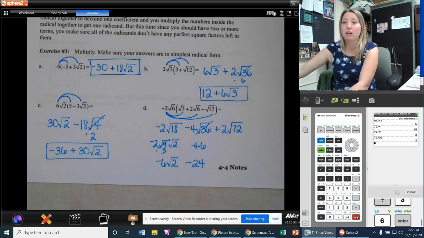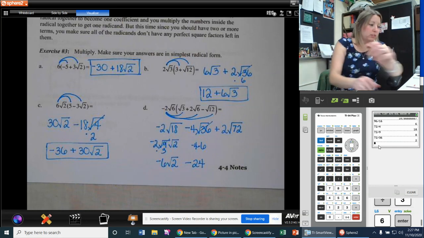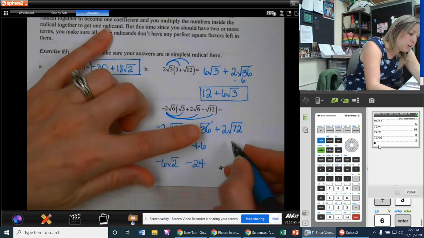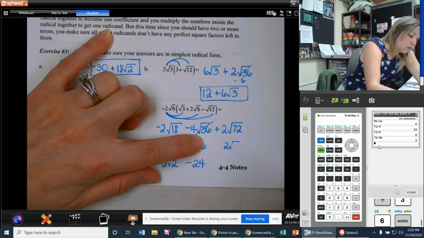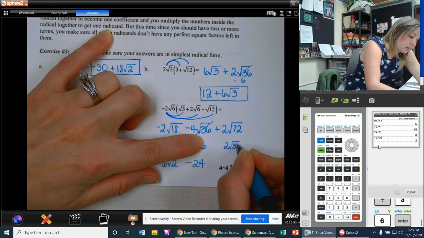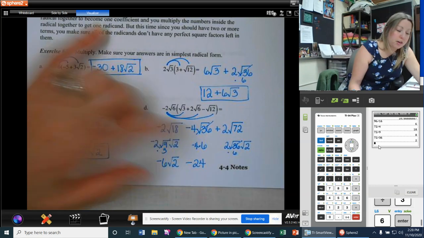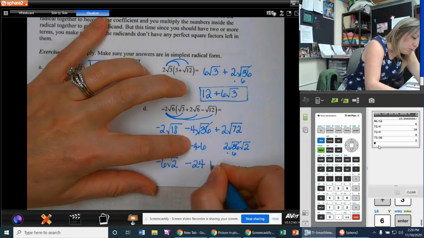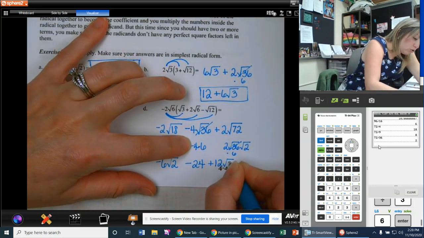36. I heard you say it, Ella. There we are. So now I've got that smallest leftover. So this divides into 36 and 2. What's the square root of 36? So I can multiply those together. I get plus 12 radical 2.